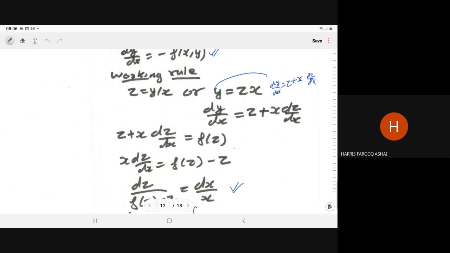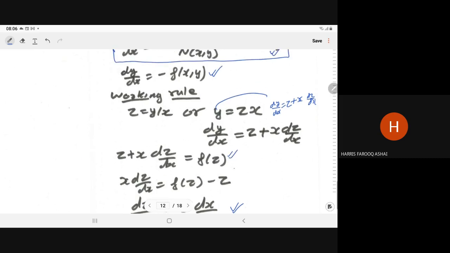Sir, here you have dy by dx is equal to f of z. Because this is a function of x and y, here I am putting y upon x as z. So y is equal to zx, and automatically the x will cancel out because we have the homogeneous function. You see the example, right? Because of the homogeneous function, it will cancel out. That is the main point of a homogeneous function.